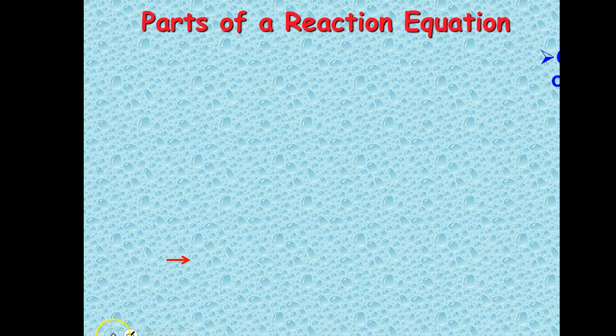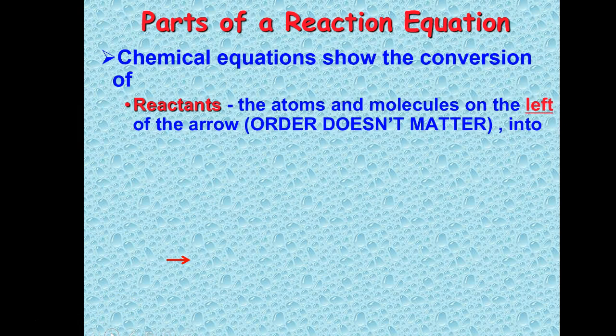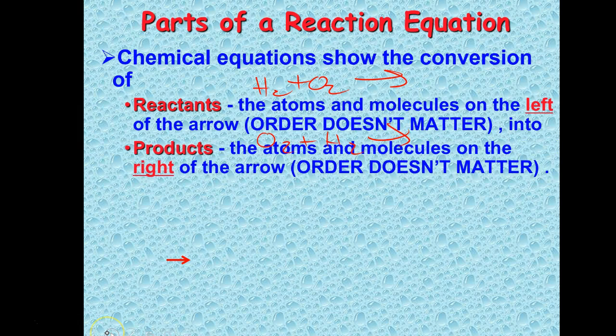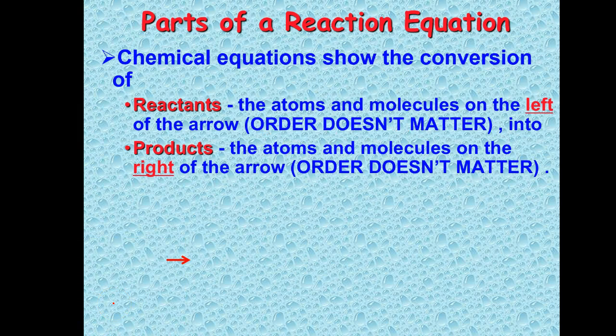Okay, parts of a chemical reaction are important to know. You're talking about reactants. Those are the things that you start with. They're written on the left side of the arrow, since we read left to right. It doesn't matter what order they're written in. So if I had H2 plus O2 and then the arrow, it's the same thing as if it said O2 plus H2 and then the arrow. Those are my reactants. They turn into the products. Those are the ones on the other side of the arrow. And again, it doesn't matter what order they're written in.